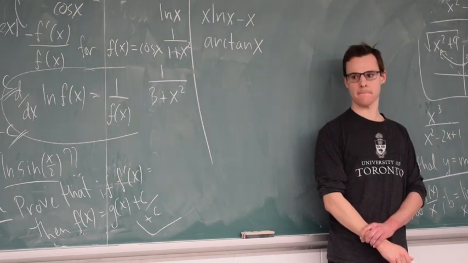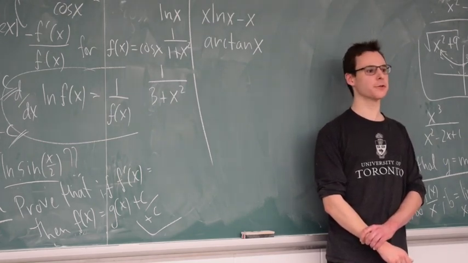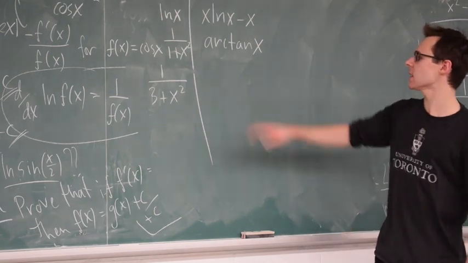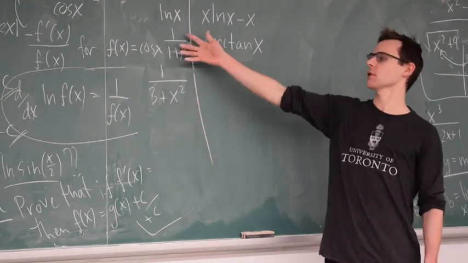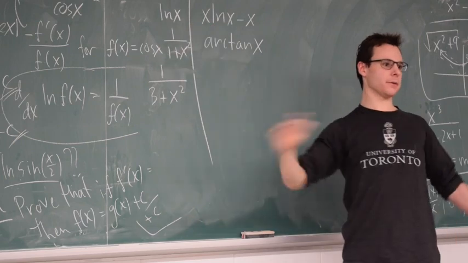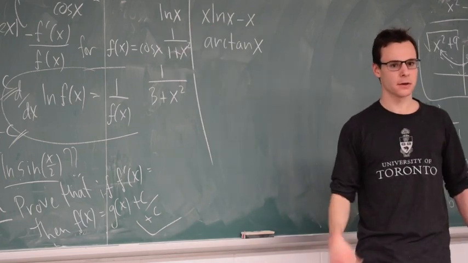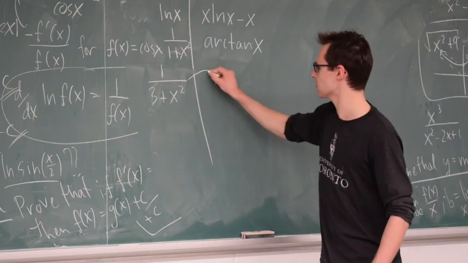Arctan x over 3. Close. There are two ways to think about it. One way is to take the formula and mess around with it to make it look like this one. Okay? Another way is to use the substitution technique. I'll show you both. Here's the first one.